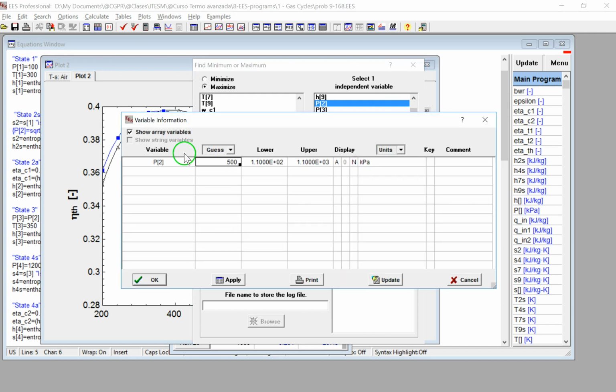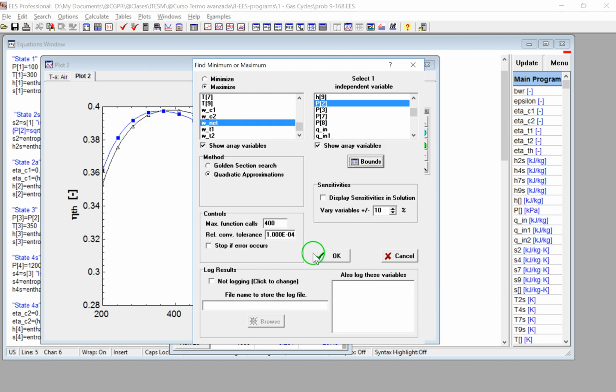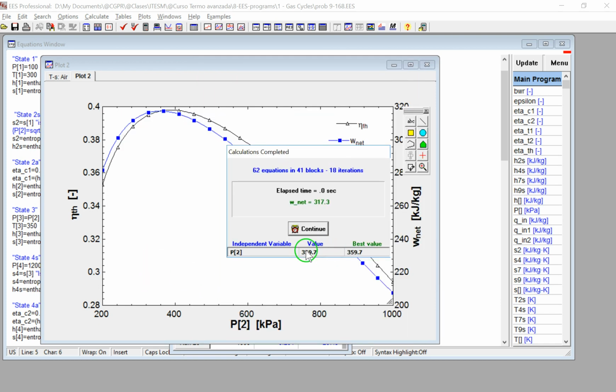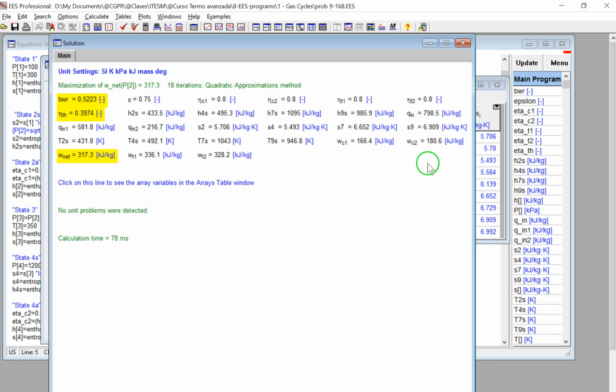I'll give it some bounds. Say I would like to have the lower bound be 200 and the upper 1000. And we have an initial guess of the same value that I have. I will use 800. Okay, and I notice that it's 359.7. If I press continue, I will have the solution for that specific value.